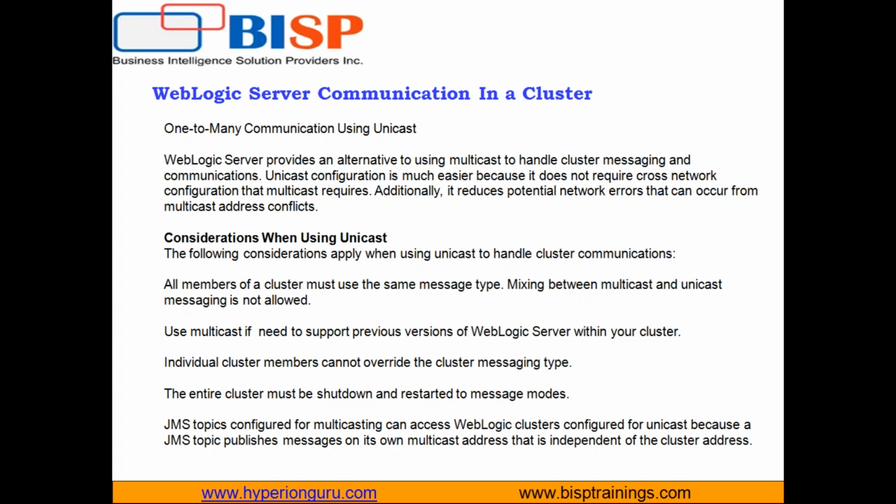And JMS topics configured for multicasting can access a WebLogic cluster configured for unicast, because the JMS topic publishes messages. Okay, so this is for JMS when you make a cluster for JMS topics. So if you configure JMS topics on multicast, they can still access your unicast addressing, where you have clustered managed servers in unicast mode. Because what a JMS topic does is it publishes messages on its own multicast address. So the multicast address, the IP and port combination which you have put for multicast, the JMS topic can publish there, which is independent of the cluster address. So there won't be any conflict of ports and it can still use it.